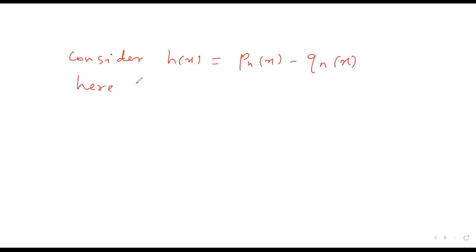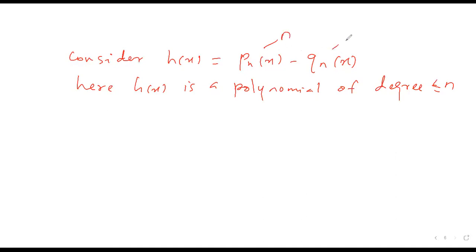Here hx is a polynomial that is also of degree less than or equal to n. Why? Because this is degree less than or equal to n, so degree n. If I take away, sometimes the cancellation comes and it is equal, yes, or less than or equal, because Pnx and Qnx are degree n.